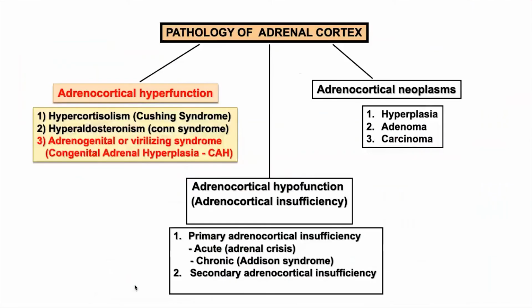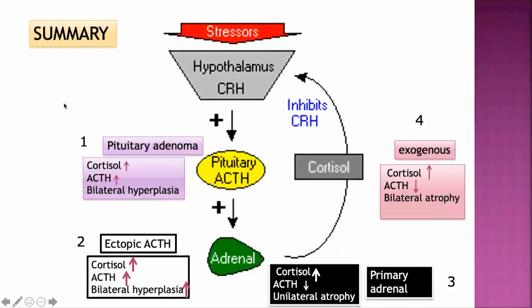So this is basically the summary of what happens in terms of cortisol and ACTH level. Of course, in pituitary adenoma, both will be high, and there will be bilateral hyperplasia of the adrenal glands. The same thing in ectopic ACTH. But for primary adrenal adenoma, for example, there will be an increase in the cortisol, but of course ACTH will be reduced because of negative feedback by the cortisol. And then there will be unilateral atrophy. One adrenal will be a tumor producing a lot of cortisol, and the other one will be atrophic.